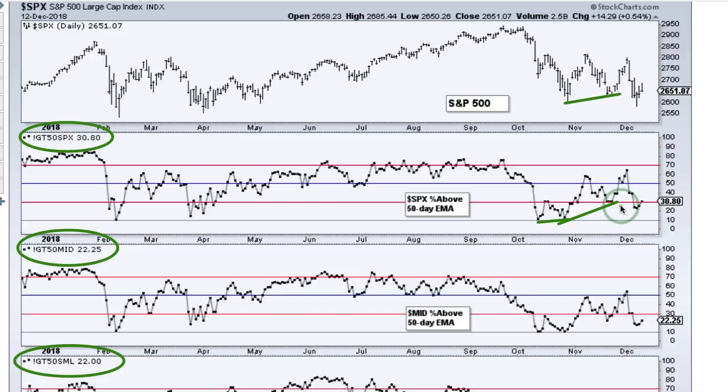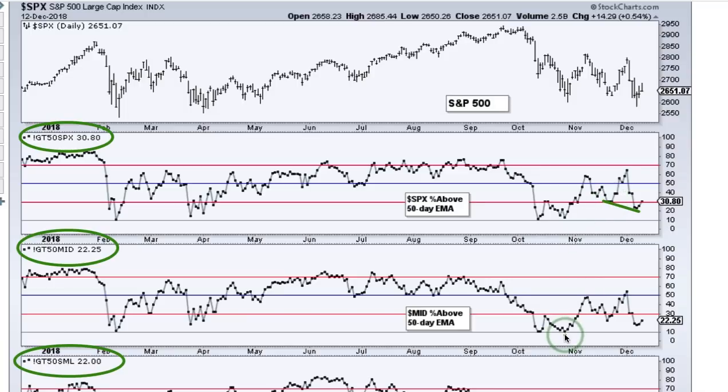But now, when we look at breadth, we can see that it deteriorated during the December decline. In other words, we had more stocks hitting or moving below their 50-day EMAs than in late November. And so that suggests more participation to the downside, and that is negative.